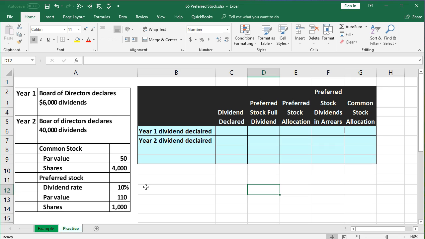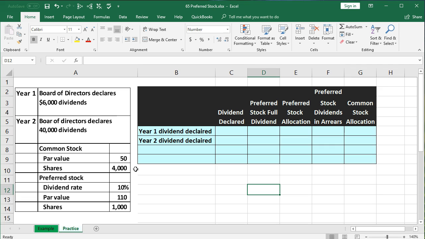So the benefits then, why would you want one or the other? It sounds like preferred stock is always going to be beneficial, but really they're just going to get a fixed amount, whereas the common stockholder, if the company does very well, will start to accumulate more.